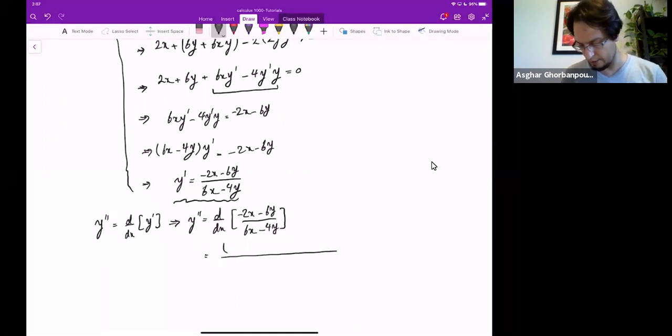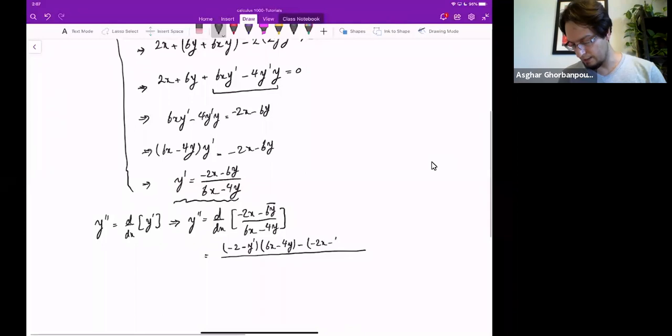Derivative of the numerator will give me minus 2 minus 6, because I'm differentiating 6y, and what I need to put there is y prime. Derivative of the numerator times the denominator, minus the numerator itself times the derivative of the denominator, which is 6 minus 4y prime, and then the denominator squared.